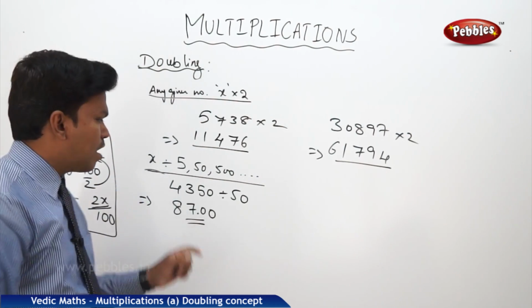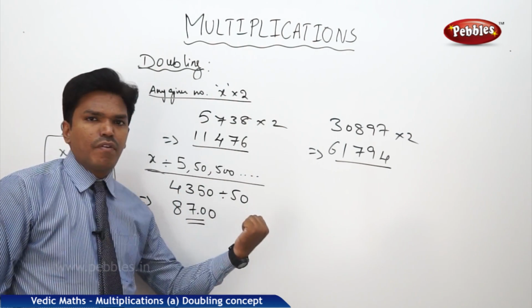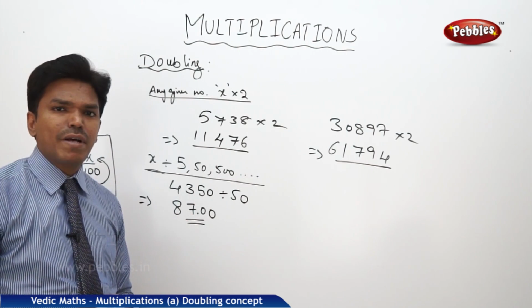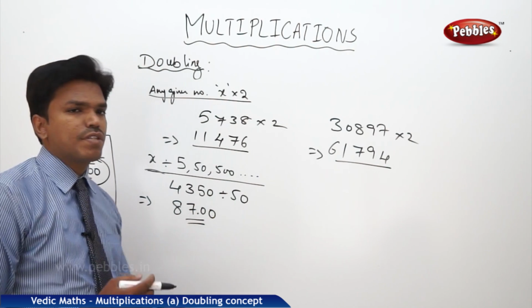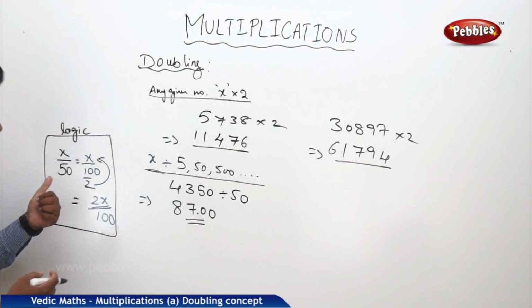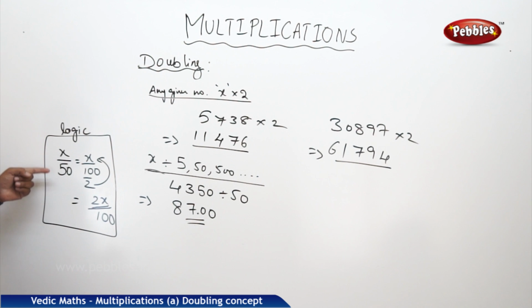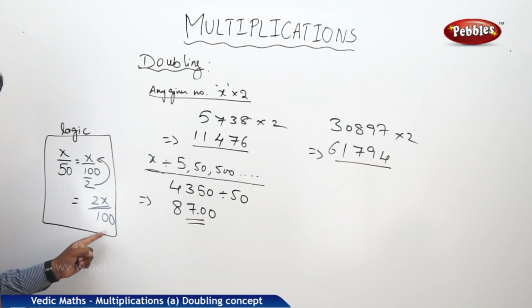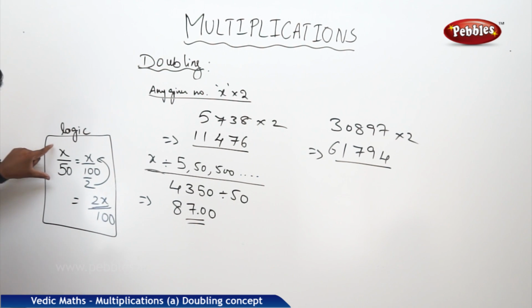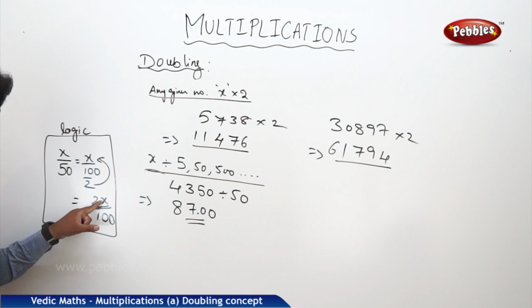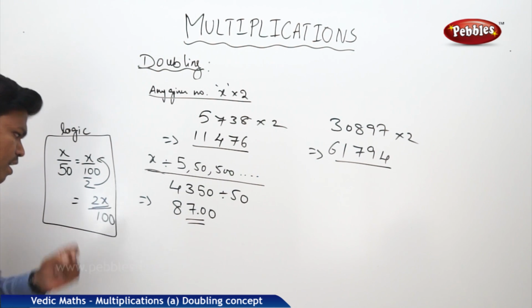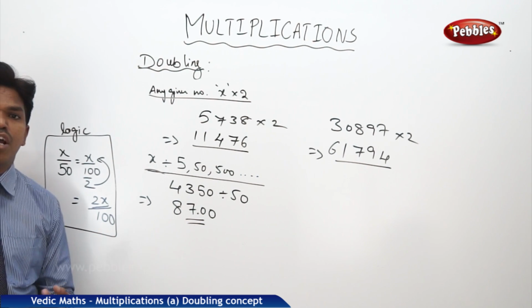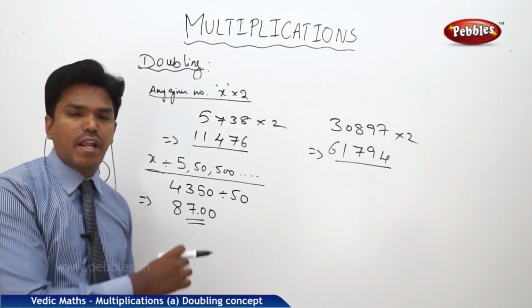Once again I repeat, whenever you want to divide any number by 50, simply double the number and put a decimal point after 2 digits from right. Why am I asking you to put a decimal point after 2 digits from right? Because this is the logic behind that one. Whenever you want to divide any number by 50, 50 can be written as 100 by 2. So 2 goes up, it will become 2x by 100. That means whenever you want to divide a number by 50, simply multiply the number by 2, which is nothing but doubling, and after doubling you need to divide the number by 100, which is nothing but putting a decimal point after 2 digits from right.